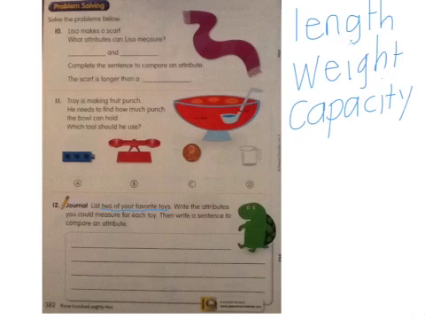And then write a sentence to compare the 2 attributes. For example, with my marble and my Lego, I could say my marble weighs the same as the Lego, weighs just as much as the Lego. That would be a sentence that would compare the 2 objects and their attribute in weight. Okay? If you have any questions, please make sure you ask, and I will be glad to help you since this is our first lesson in measurement with length, weight, and capacity.